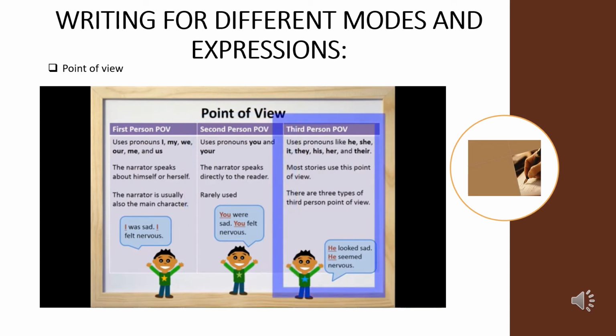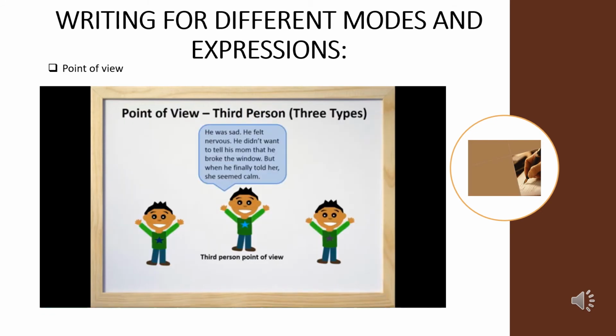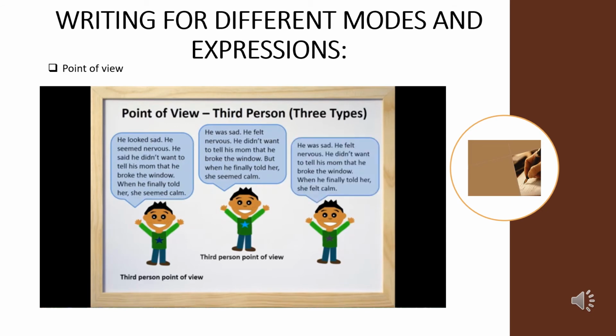Finally, a narrator using third-person point of view will use a lot of third-person pronouns like he, she, it, they, his, her, and their. Most stories use this point of view. There are 3 types of third-person point of view that you're about to learn. So here we have 3 narrators, and all 3 are third-person point of view. But each is a different type of third-person point of view.